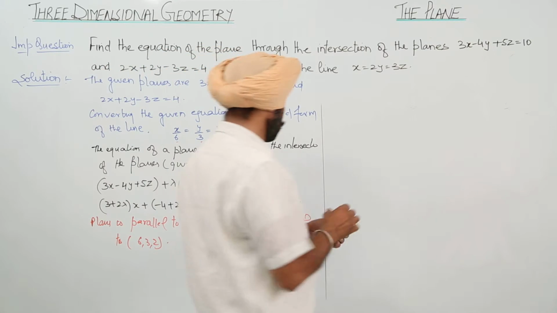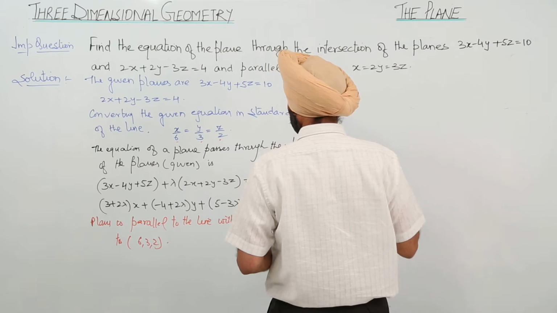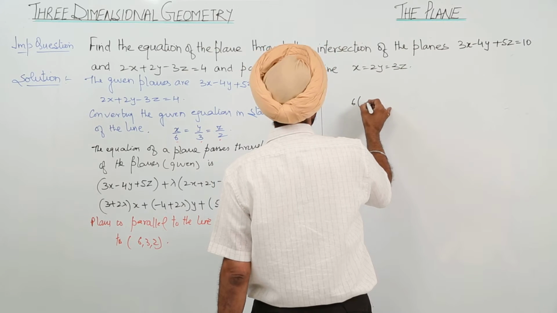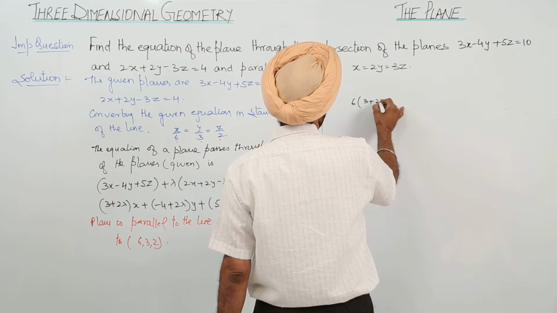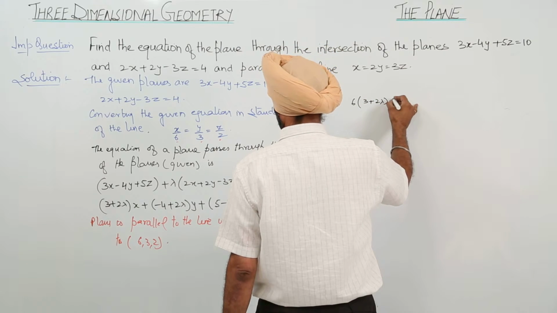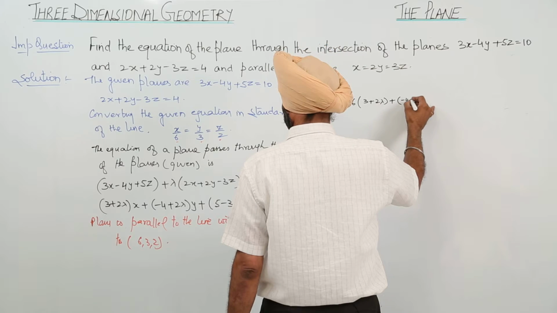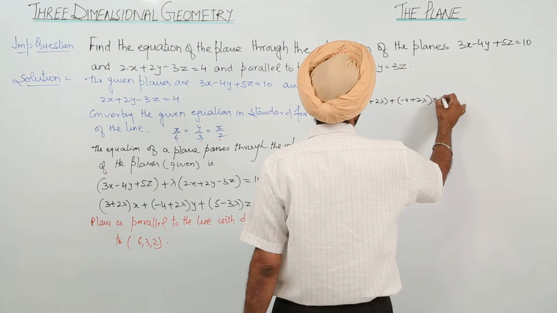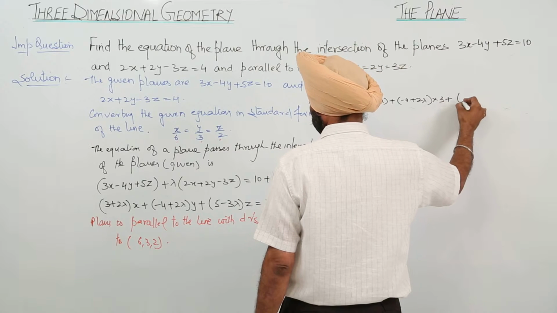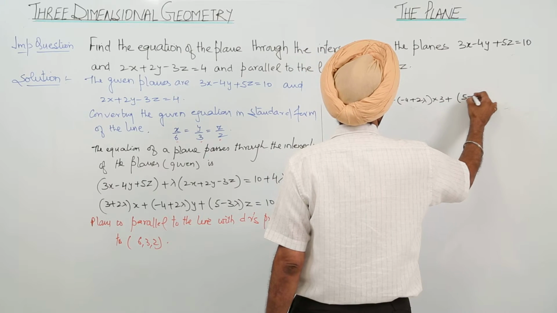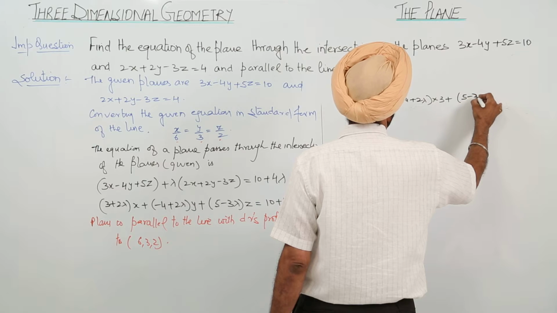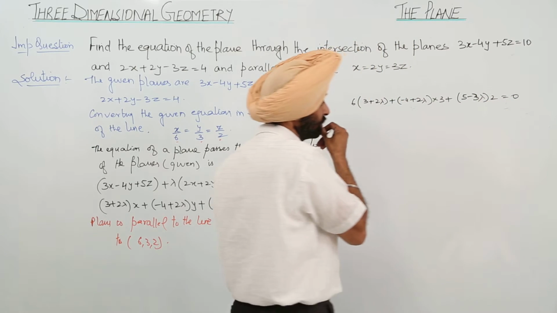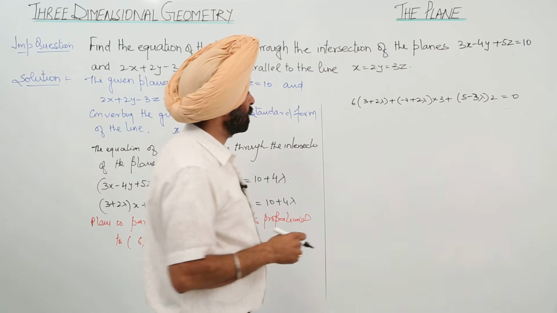Now, 6 times 3 plus 2 lambda, plus minus 4 plus 2 lambda with 3, plus 5 minus 3 lambda with 2 is equal to 0. So now we can get the value of lambda.